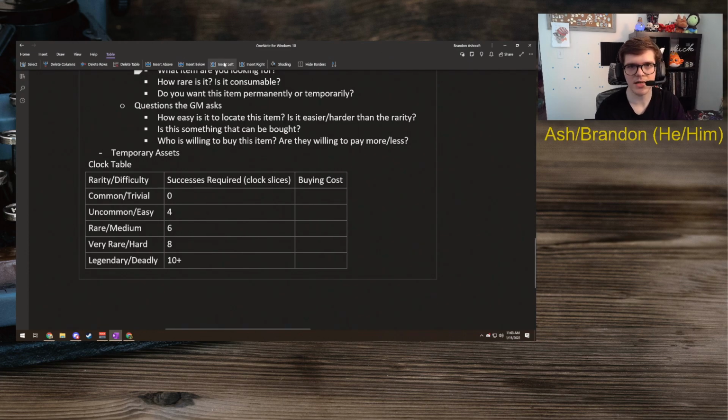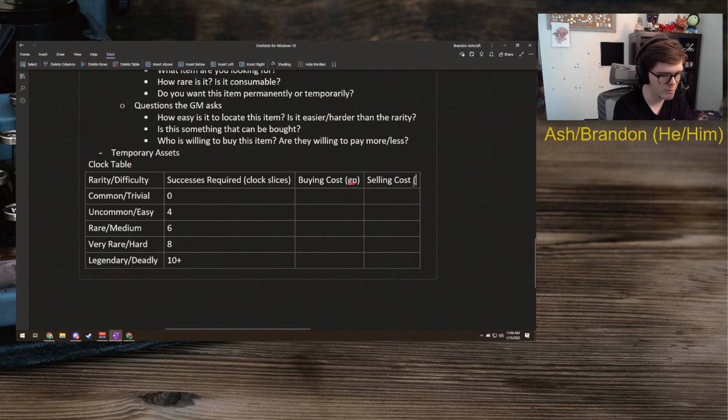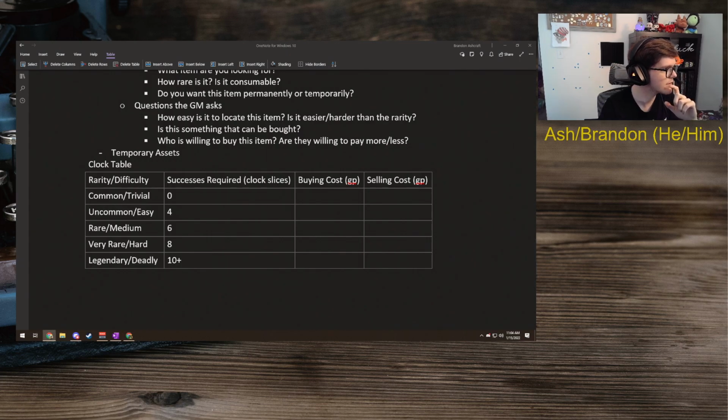And then we're going to buying cost and selling cost. And these are both going to be in GP. Remember to put your units in your table, folks. And all we're going to do for this is I'm going to pull up Xanathar's in D&D Beyond. We're going to look at what it has.